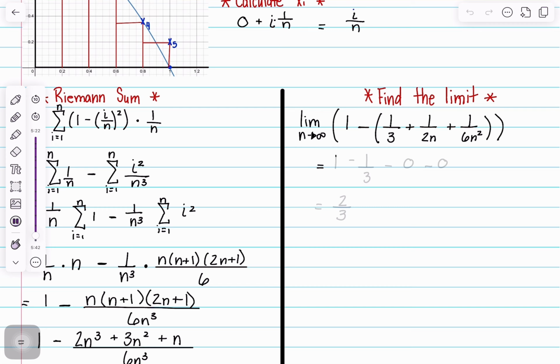You're then left with 1 minus 1/3 minus 0 and minus 0, which gives your limit to be 2/3, which also means that the area under the curve is 2/3, and that'll be your final answer.